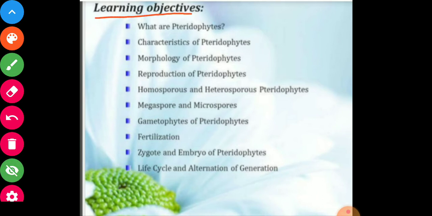See the learning objectives. Number 1, you will learn about what is pteridophyte, characteristics of pteridophytes, morphology of pteridophytes, reproduction in pteridophytes. They are homosporous or heterosporous. We will study about them. Megaspores and microspores, gametophytes, pteridophytes, fertilization, zygote and embryo development, and life cycle and alternation of generation. These topics will be covered under this section.